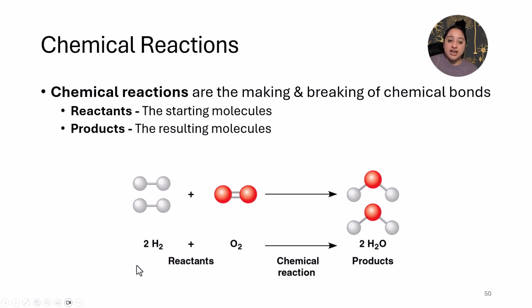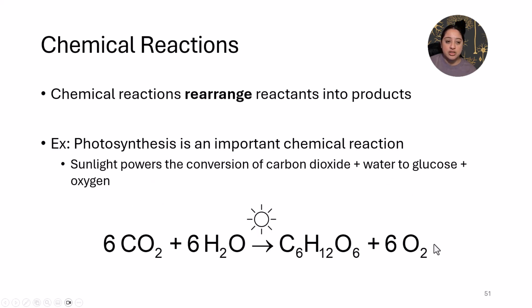So the stuff that's on the left of a chemical reaction is the reactants. We'll usually show an arrow to indicate that the reaction is happening. And then the products are going to be on the right. So yeah, chemical reactions just rearrange the reactants into the products.